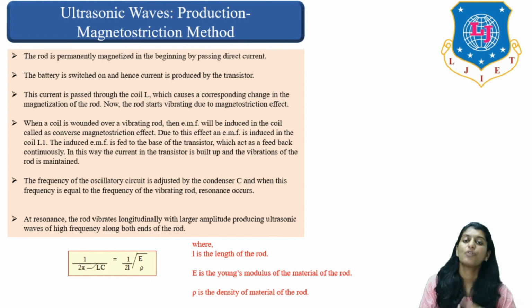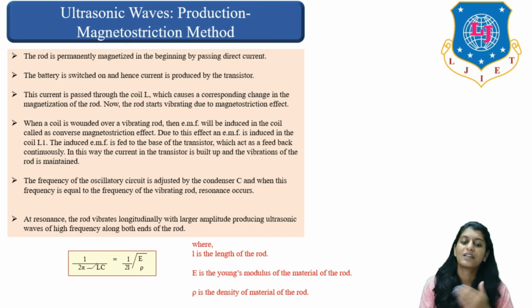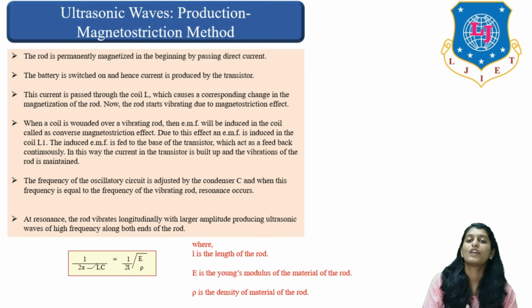When a coil is wound over a vibrating rod, then EMF will be induced in the coil, called the converse magnetostriction effect. Due to this EMF induced in the coil L1, the induced EMF is fed to the base of the transistor, which acts as a feedback, right? It will act as a feedback, which is a continuous process. In this way, the current in the transistor is built up and vibration of the rod is maintained continuously.